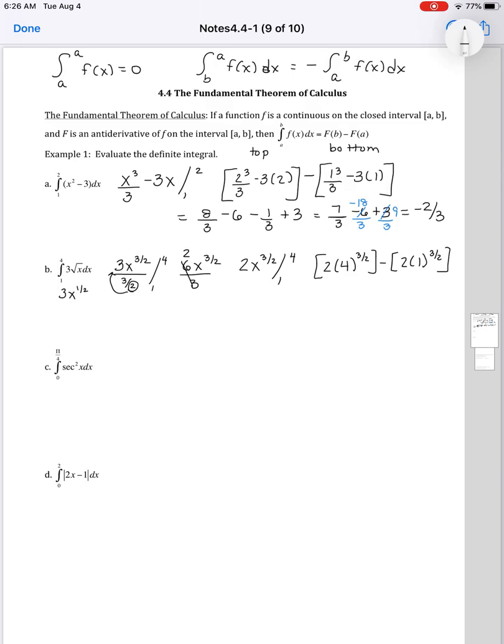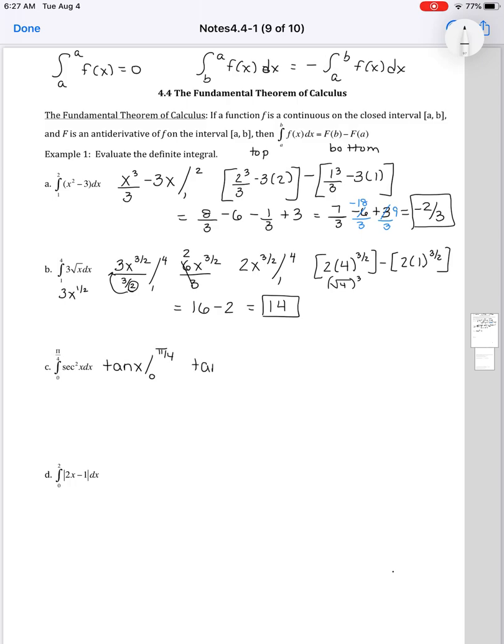So top number goes in first, and then number 1 goes in. So 1 is nice and easy. That doesn't do much. But if you see 4 to the 3/2, that's the same thing as saying the square root of 4 to the 3rd power. So the square root of 4 is 2, 2 to the 3rd is 8, and 8 times 2 gets me 16. So it's 16 minus 2, which gets me a final answer of 14 for that one. We don't need common denominators there.